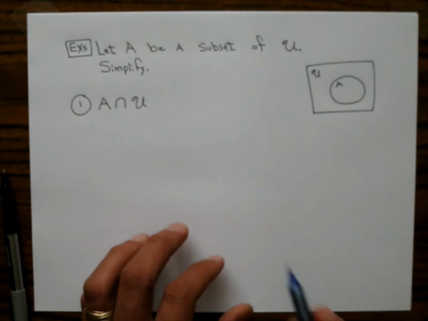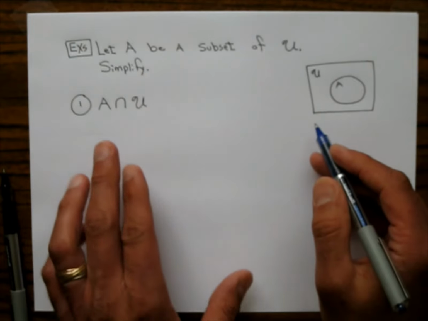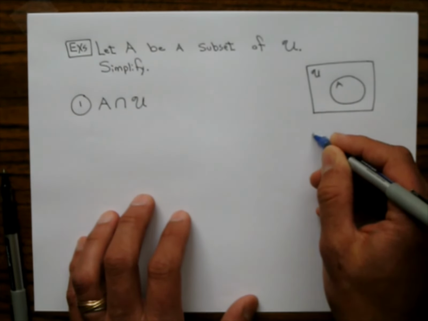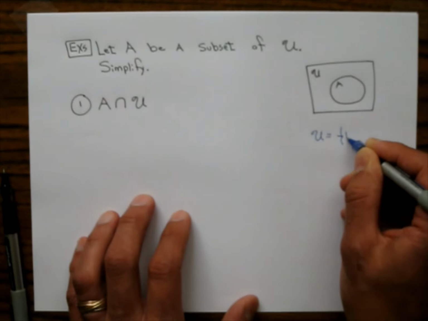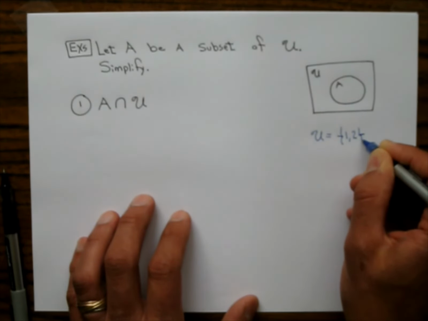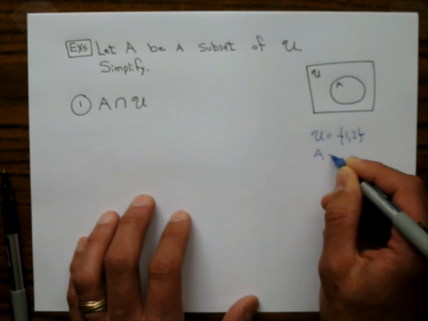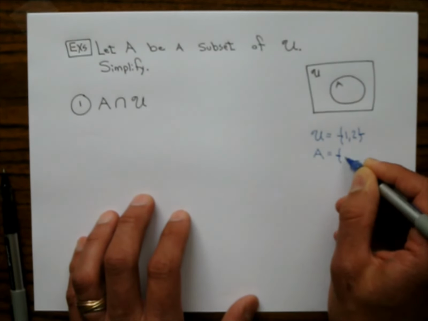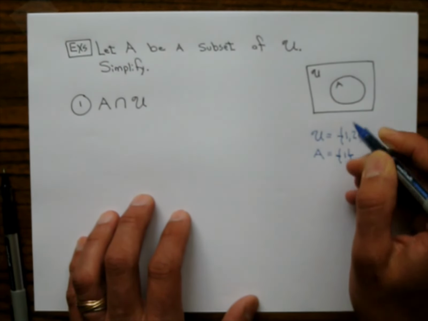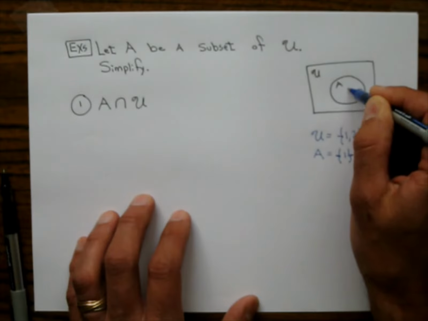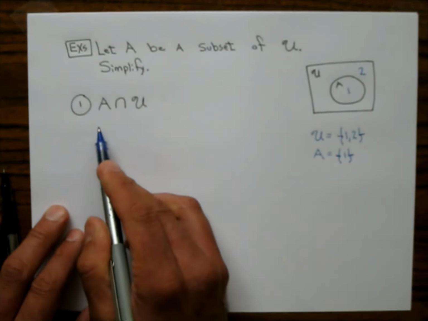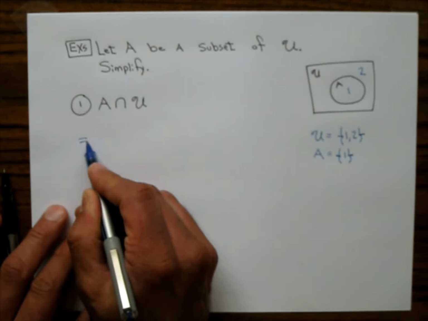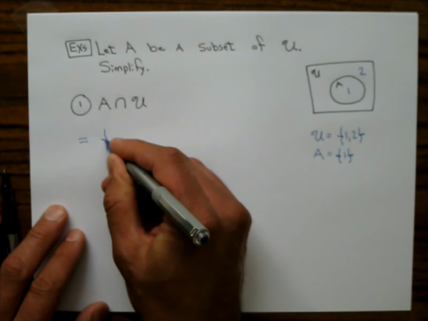But for those of you who are like, this is really abstract, when you get a problem like this in your homework, maybe let U be 1, 2, and let A be just one of those. So we'll just let A equal 1. In terms of the Venn diagram, you can have 1 there and 1, 2 there. So in blue, what I'm going to do is I'm going to write down what A is. A is just 1.